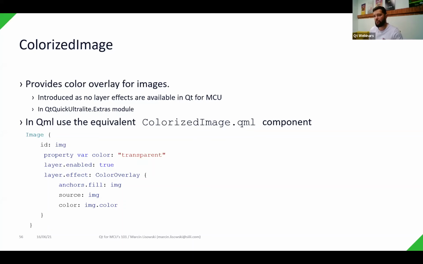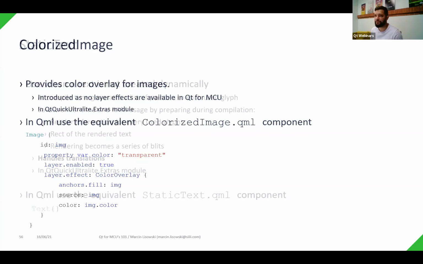And if you are trying to imagine how this works, below you have an example of exactly the same approach done in the big Qt. So you are just enabling the layer and providing the layer effect with a color overlay, and then your whole image is filled with a color that you are going to set there. And well, in Qt for MCUs it is done a different way, as layers for particular components are not supported. So that's why there is a dedicated component, colorized image, for it.